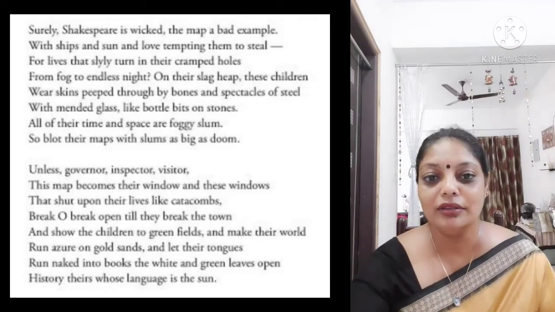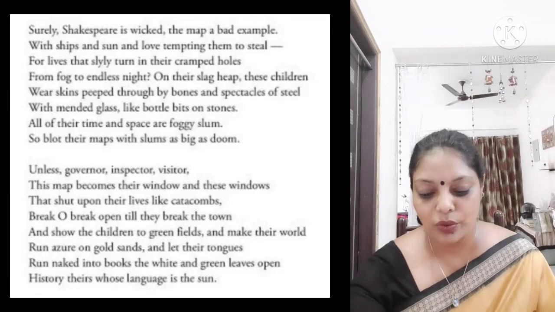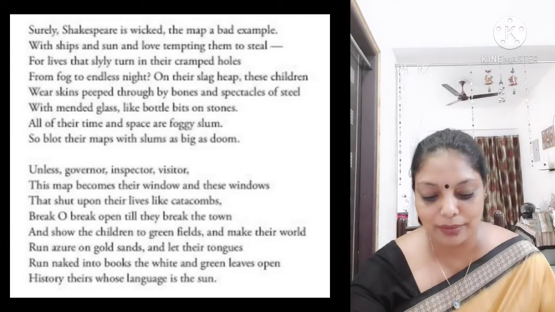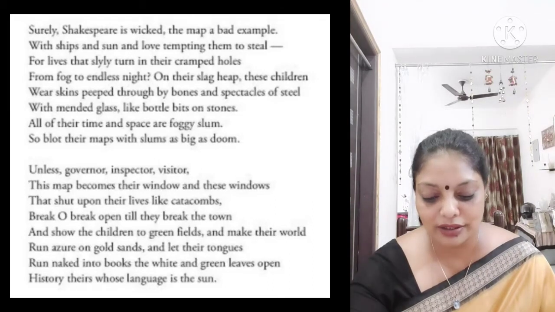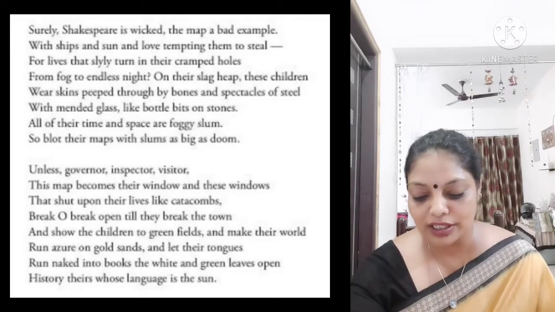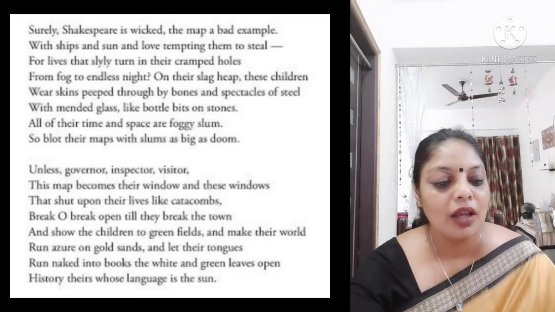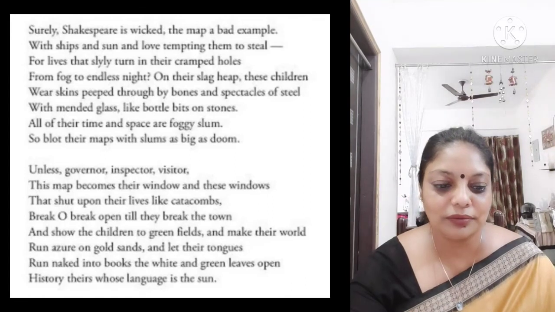Now we start with the third paragraph. Surely Shakespeare is wicked and the map a bad example, with ships and sun and love tempting them to steal. For lives that slyly turn in their cramped holes from fog to endless night, or their slag heap these children wear skins peeped through by bones and spectacles of steel, with mended glasses like bottle bits on stones.